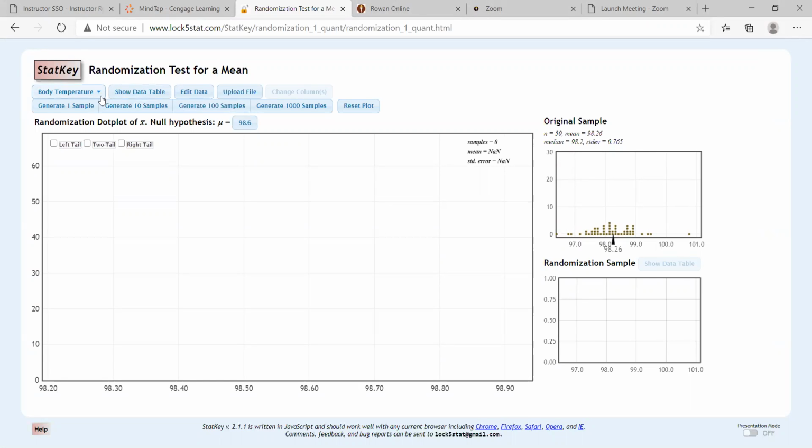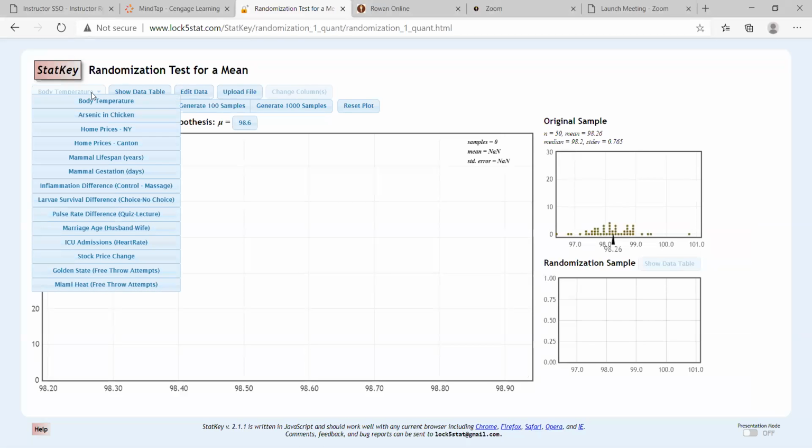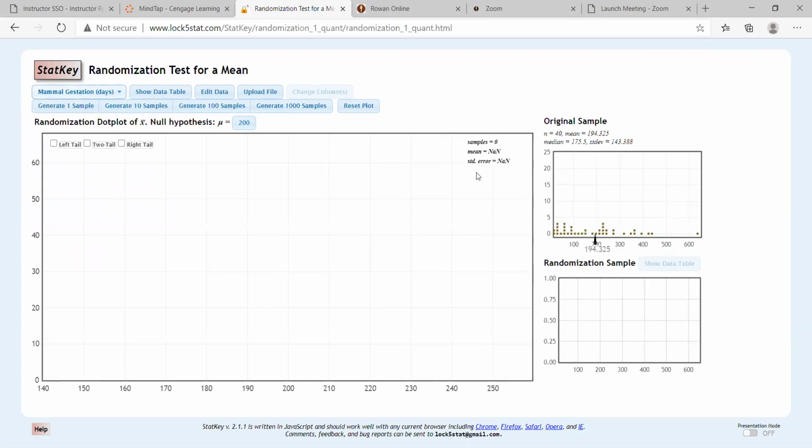So there are examples here. I think I might have even shown you this one last time, the body temperature one. I could try picking out another one here. Let's see. Yes, mammal gestation days. Try that. So there are 40 mammals. I don't know what mammals they are, but anyway, there are 40 in the sample, and the gestation days are measured for each one of these mammals. I guess they're different mammals because they're so different in gestation days.